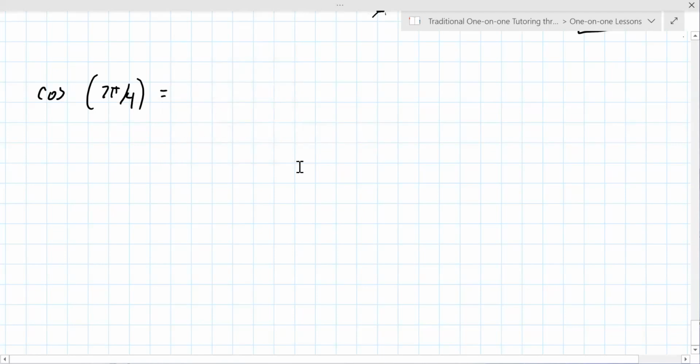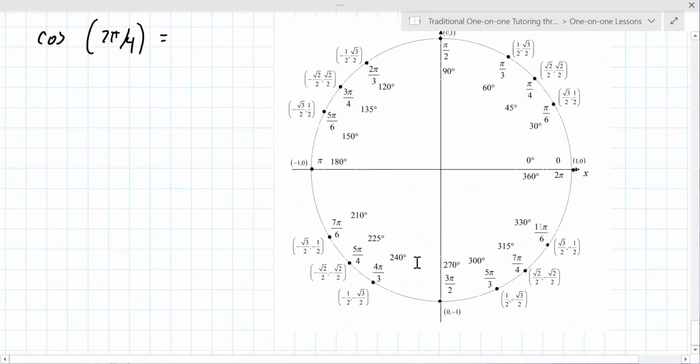So the nice thing about this problem is that it's already on the unit circle. What I mean by that is the angle is already on here. You don't have to add or subtract 2 pi. Now cosine is the x value. The x value of this ordered pair is square root of 2 over 2. So this one doesn't require you to do anything other than look it up on the unit circle.